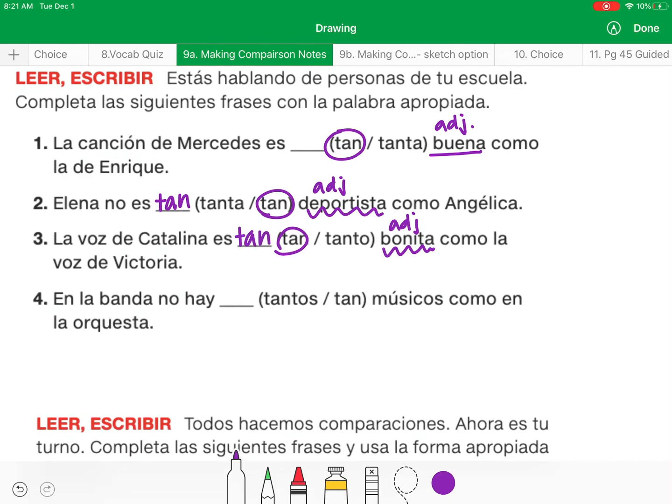Okay, number 4, en la banda no hay blank músicos como en la orquesta. Okay, this is a noun. Okay, it's masculine and plural, so that's why I'm going to use tantos.